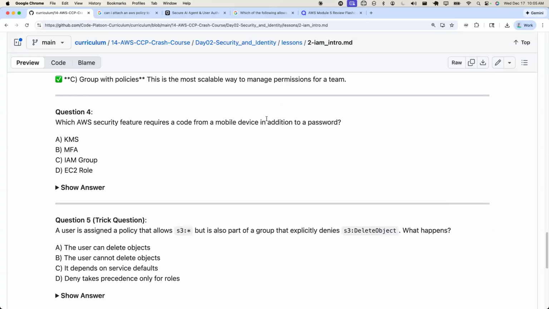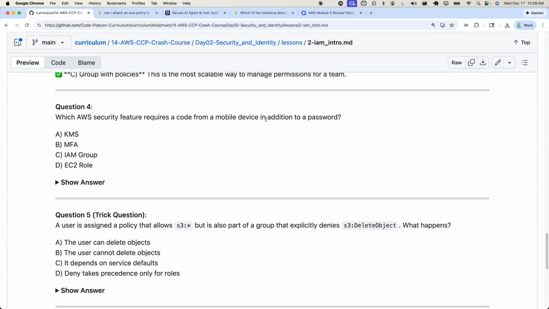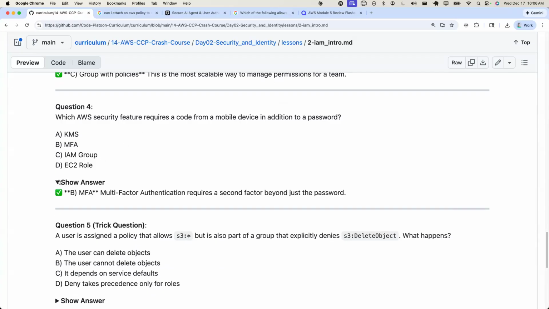And finally, oh, no, we have a couple more. Question for Alex. What AWS security feature requires a code from a mobile device in addition to a password? We'll go B. We're locking in B. Yes, sir. Multi-factor authentication. A lot of the questions on the exam are going to be more straightforward ones like this. I don't know what KMS is.